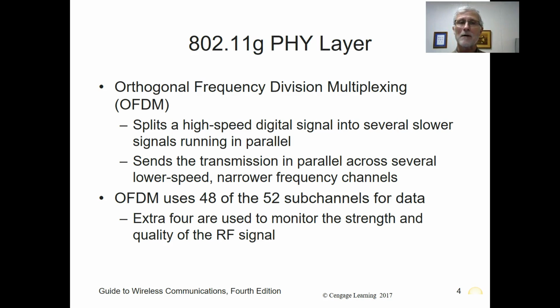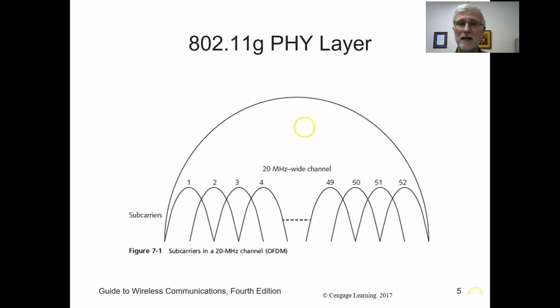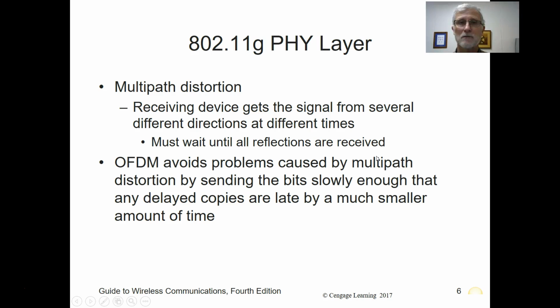And the product they came up with, or the design they came up with, orthogonal frequency division multiplexing, which basically splits the digital signal over several smaller ones running in parallel. And it uses like 52 subchannels that it runs. Now, 4 of them are only used to support signal strength, and the other 48 are used for data. Just so it gives you a rough idea of what the 802.11g physical layer looked like as far as how these subcarriers were laid out and how they were used.